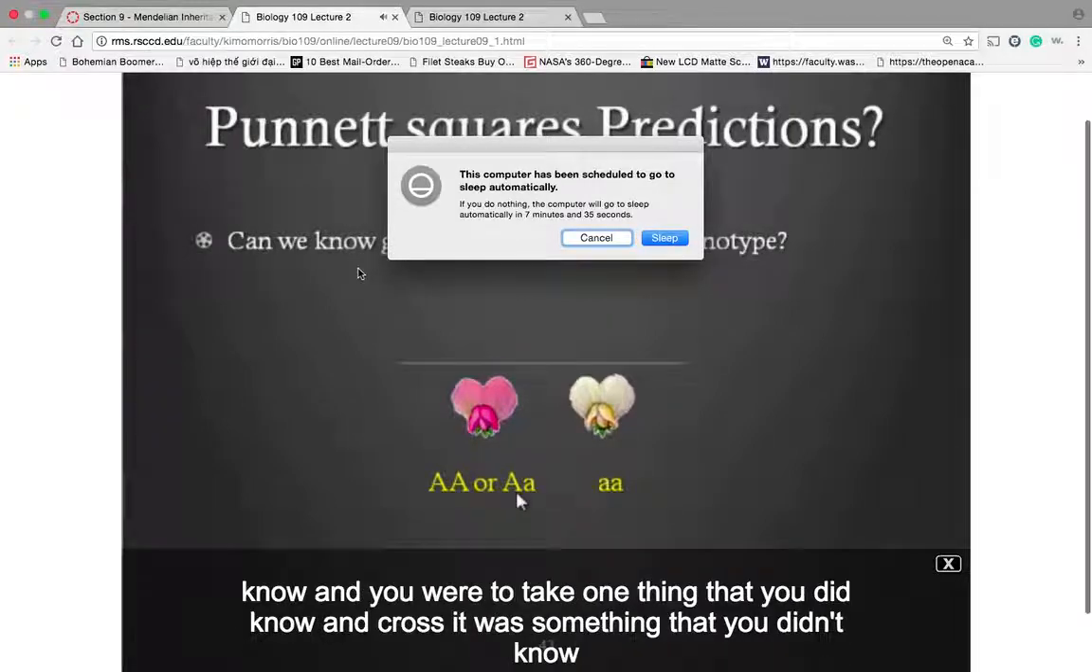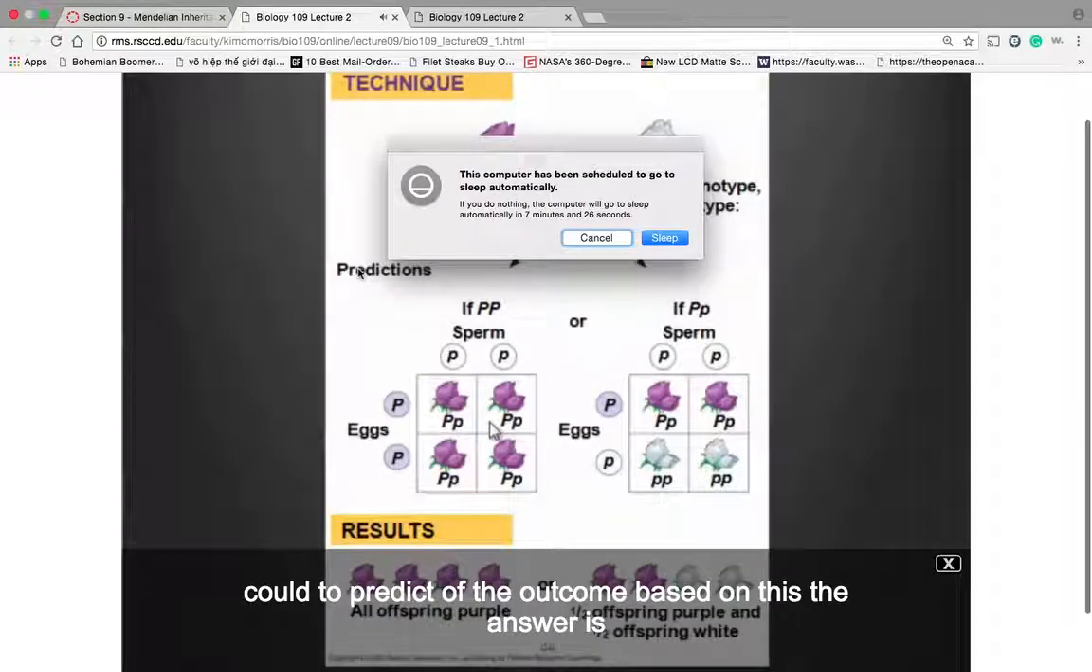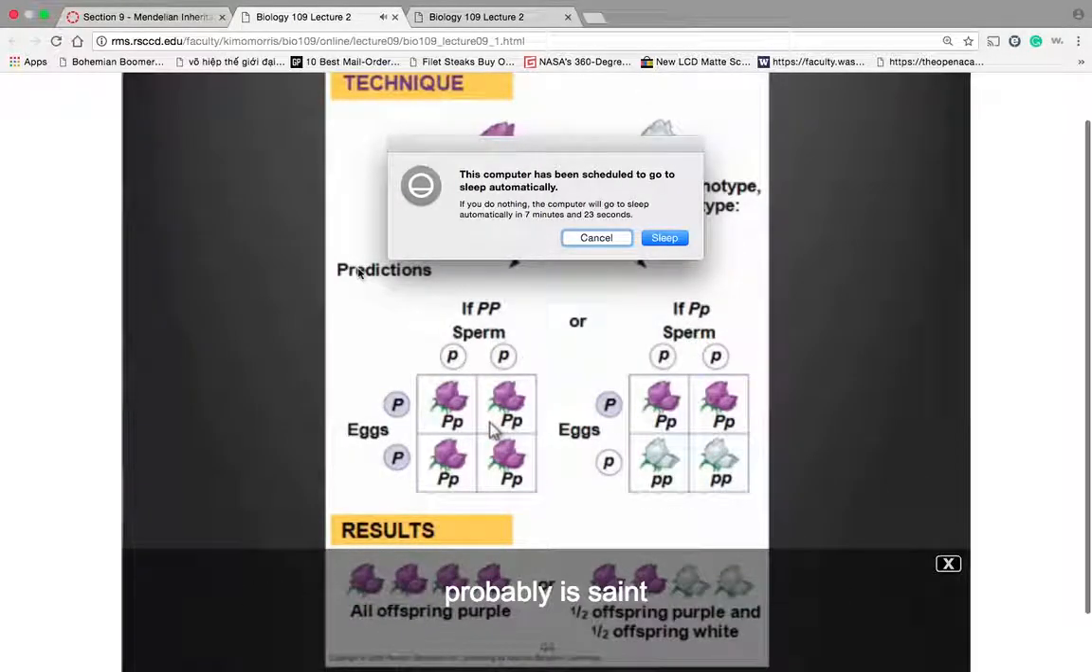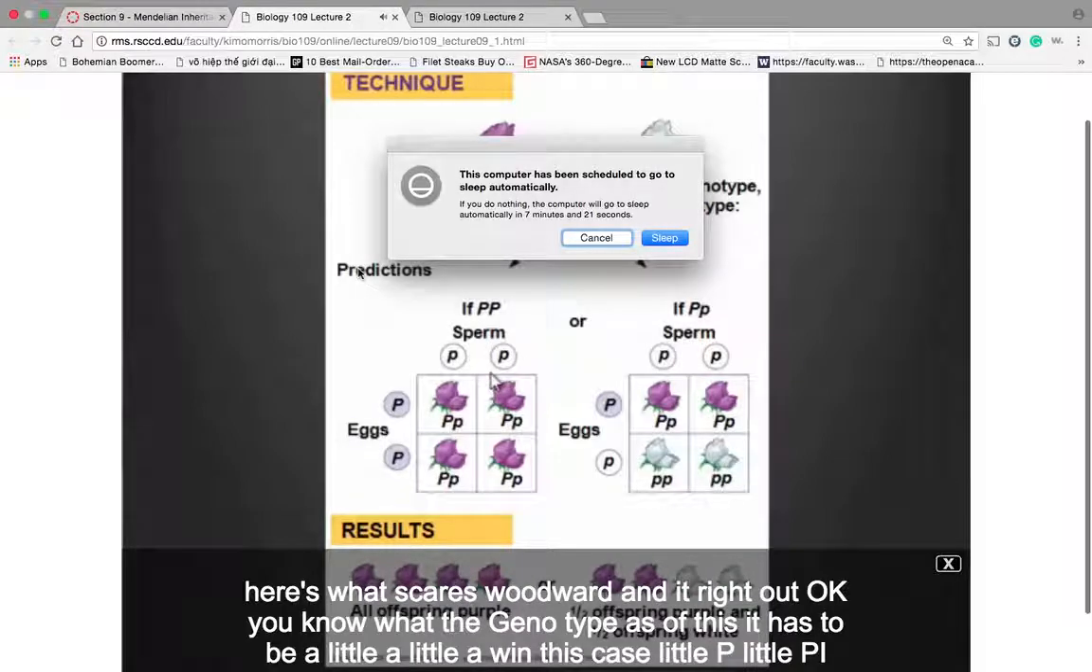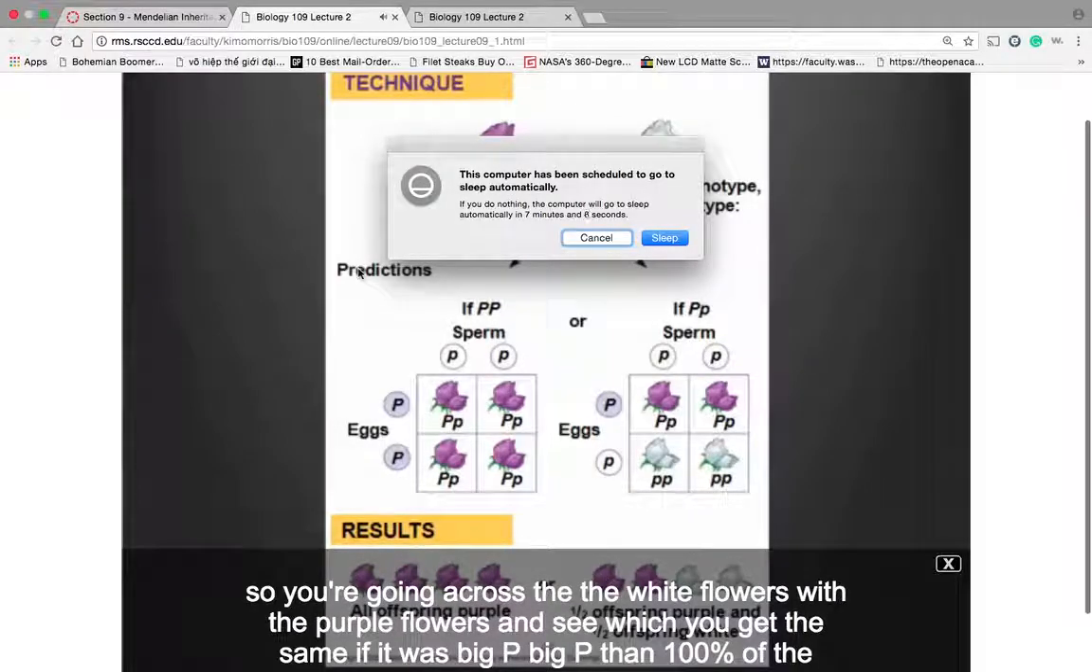Well, let's say you didn't know, and you were to take one thing that you did know and cross it with something that you didn't know. Could you predict the outcome based on this? The answer is probably. Here's what we're going to try now. You know what the genotype is of this. It has to be little a, or in this case, little p. We're just using a different letter here. This one can be either big P, big P, or big P, little p. You don't know. So you're going to cross the white flowers with the purple flowers and see what you get.